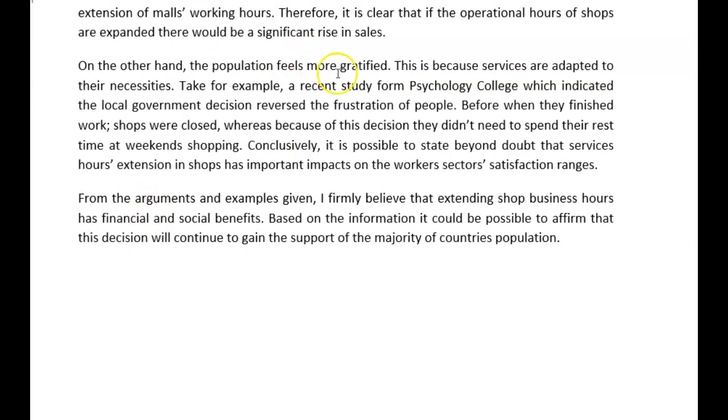On the other hand, the population feels more gratified. Okay, on the other hand, if this and this happens, the population would feel, if this and this happened, the population would feel more gratified. I like the way you use the word gratified, good. This is because services are adapted to their necessities. You are using the present. Perhaps you should think of another tense.